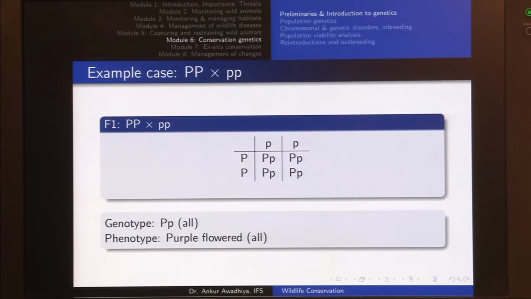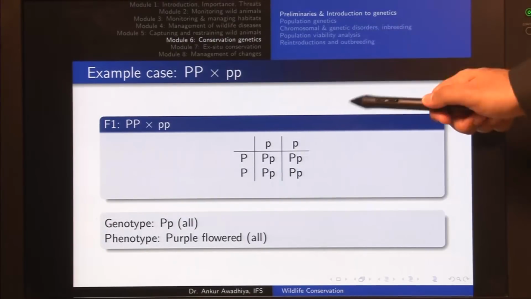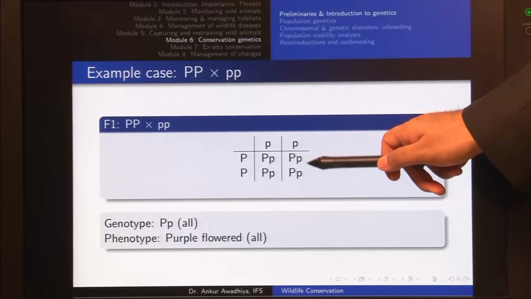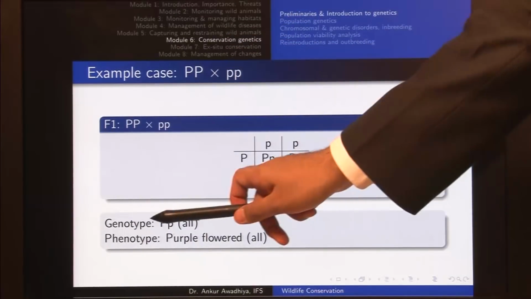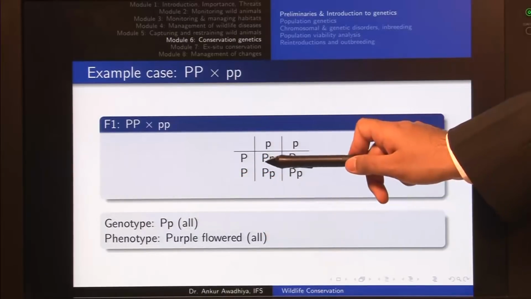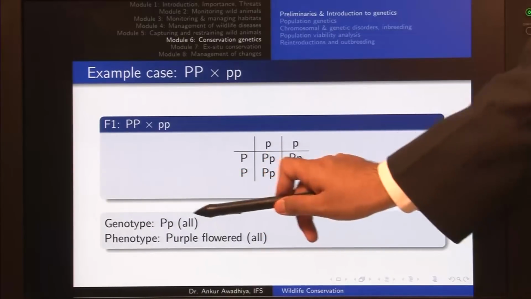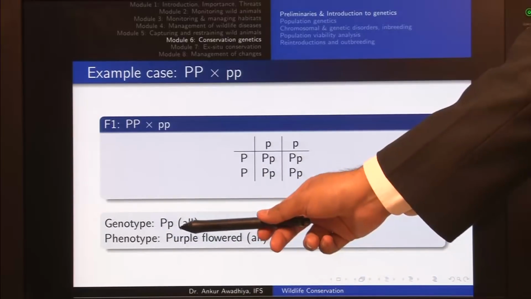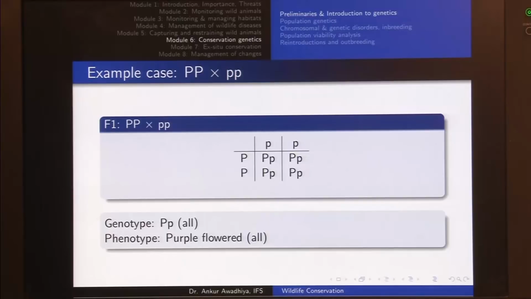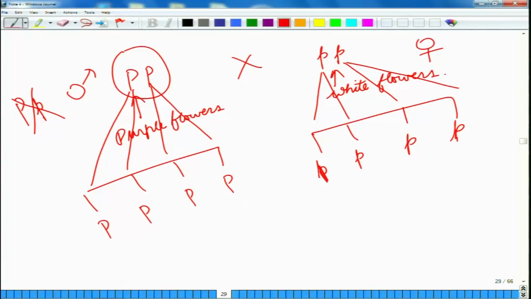So in this case, we will say that in the first generation, the first filial generation, that is the result of this cross, all of these individuals have a genotype of capital P and small p, and the phenotype will be purple flowered because capital P will dominate over the small p. Now, why do we call it a filial generation? Filial means brotherhood or sisterhood, or individuals that are siblings. So this is the first sibling generation. So all of these are together.